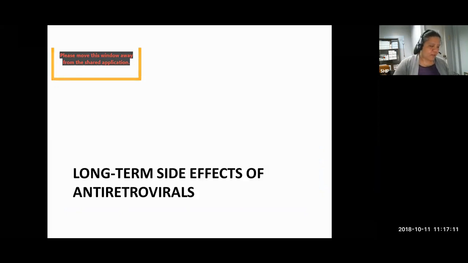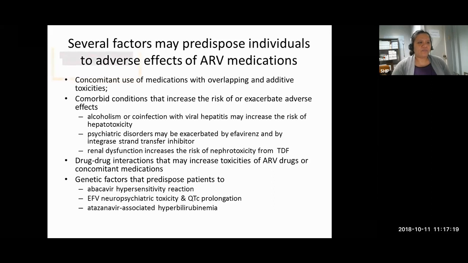Okay, so now that we have talked about the generalities of long-term complications, let's go now to the particulars. Several factors predispose individuals to adverse effects of ARVs. So these are the things you should consider when you're trying to rule in and rule out differentials. Number one, is there concomitant use of medications which may overlap with the current ARVs or may even have additive toxicities? That's one. Number two, are there comorbid conditions that increase or exacerbate the adverse effects?